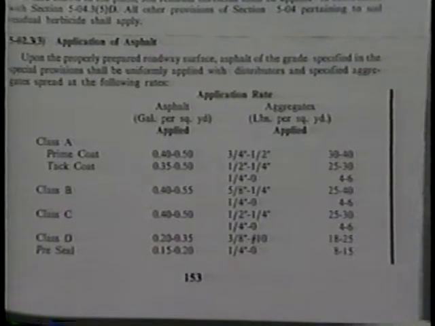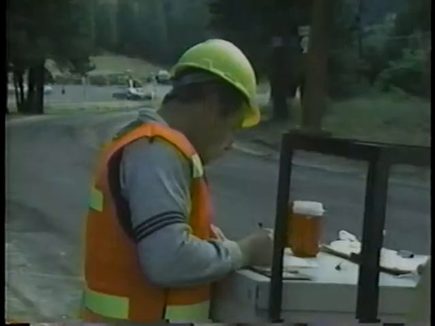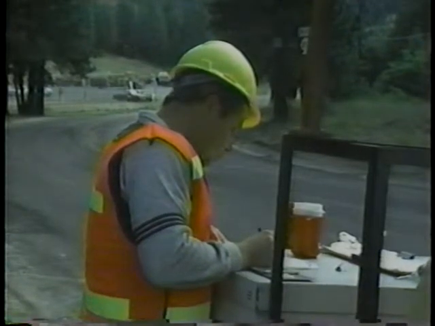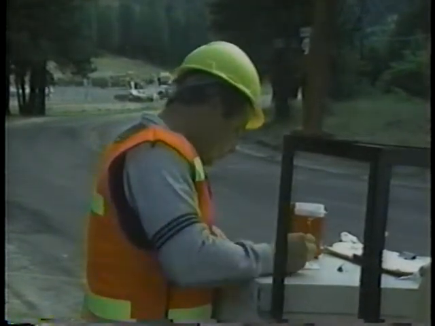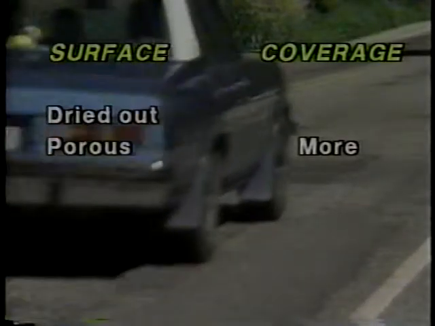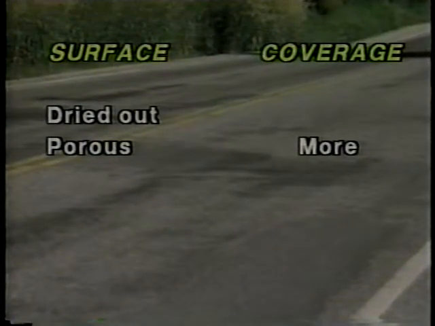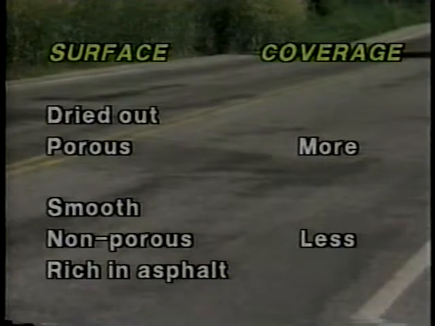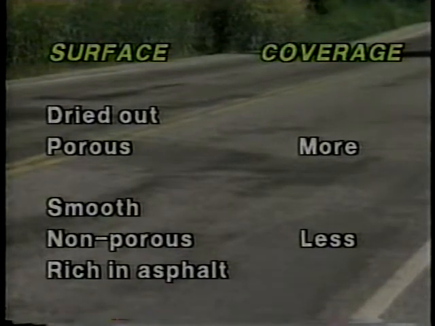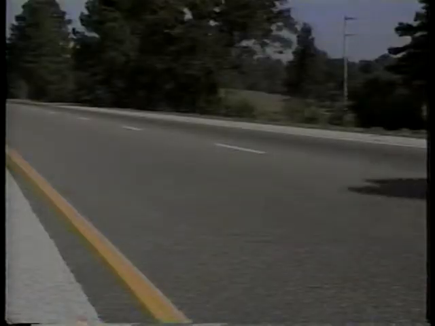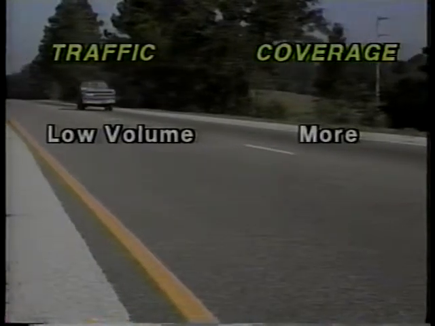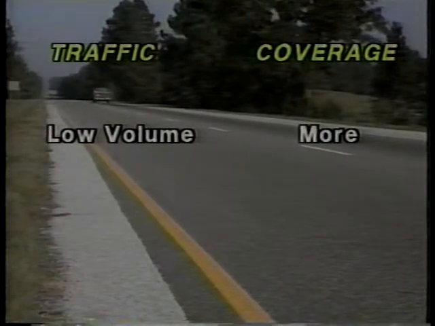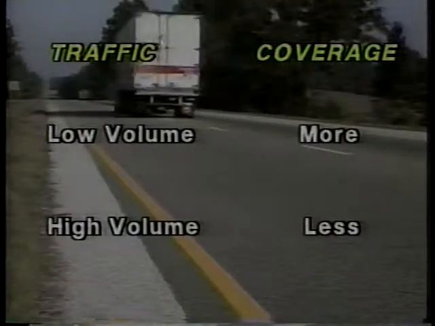Many agencies use a table like this that lists the rates for both the liquid asphalt and the aggregate. Notice that a range is given for each rate. That allows you to increase or decrease the coverage depending on the condition of the surface and on the road's average daily traffic. The general rules are, for dried out and porous surfaces, more oil should be applied. For surfaces that are smooth, non-porous, and rich in asphalt, less oil should be applied. In terms of traffic, for lower volumes, a little more oil should be applied. But for higher volumes, a little less oil should be used.